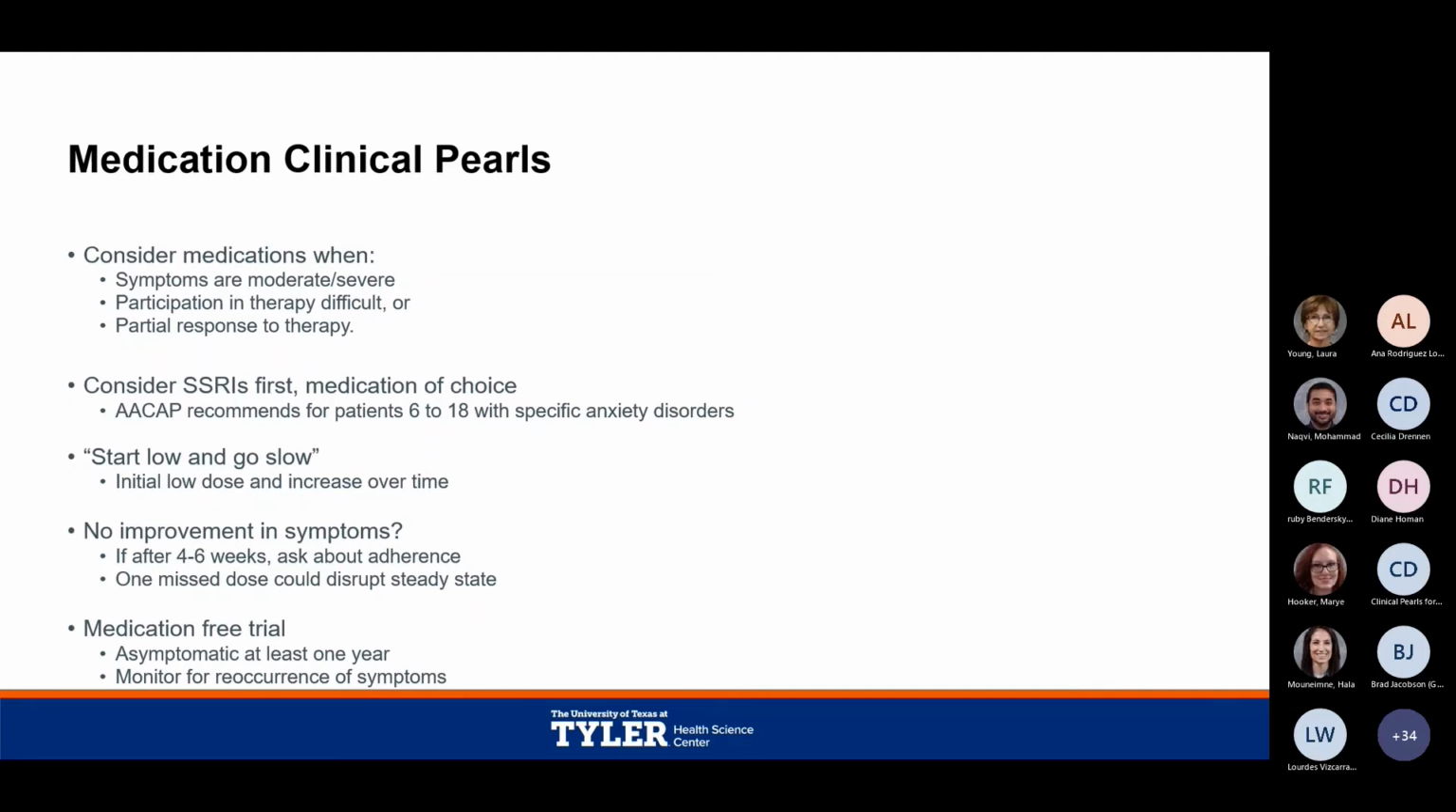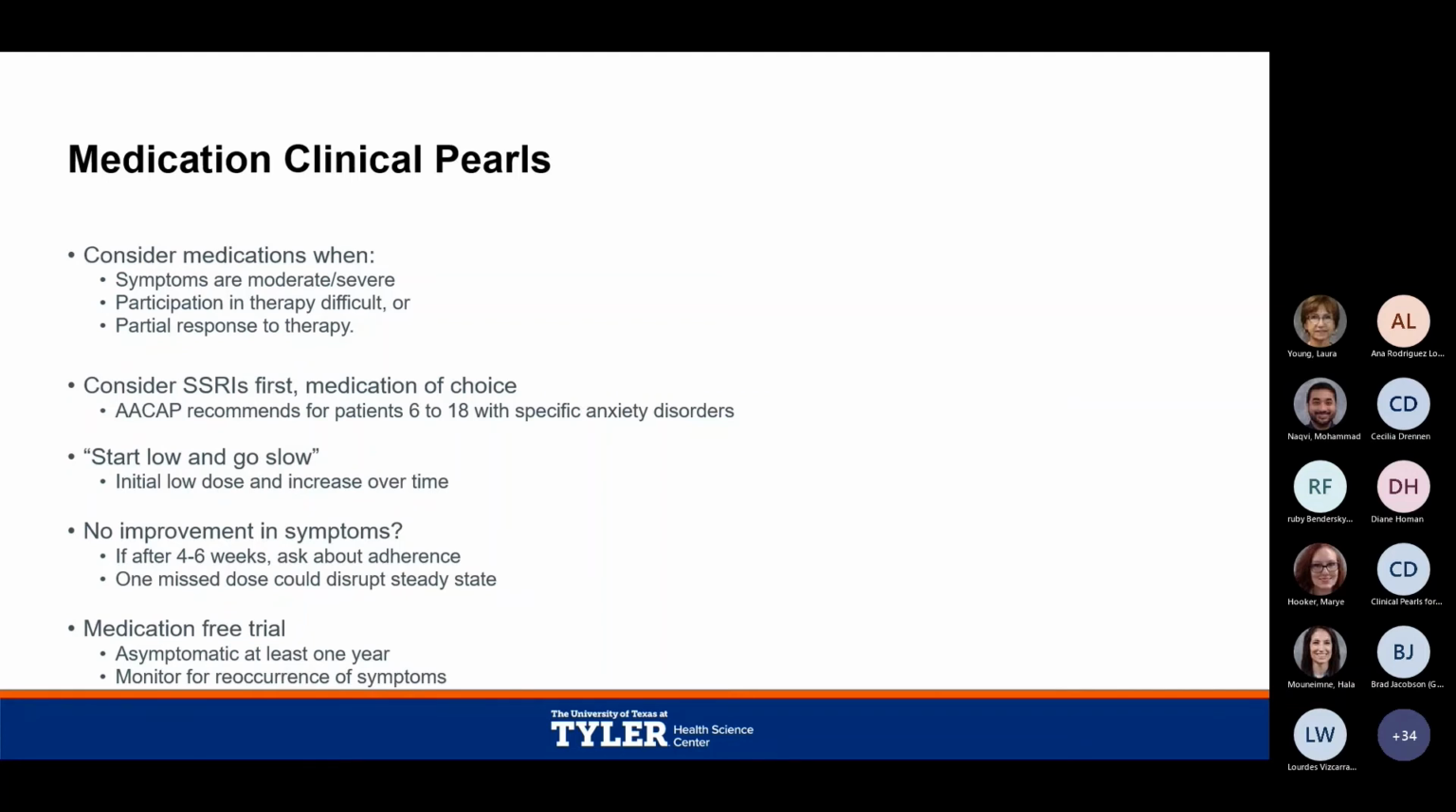The American Academy of Child and Adolescent Psychiatry recommends offering SSRIs to patients ages 6 to 18 with social anxiety, generalized anxiety, separation anxiety, or panic disorder. Again, like with the antidepressants in treating depression, we should start low and go slow with all the antidepressants in treating anxiety. We start with a low dose first to decrease the risk of side effects, and then we slowly increase that dose over time.